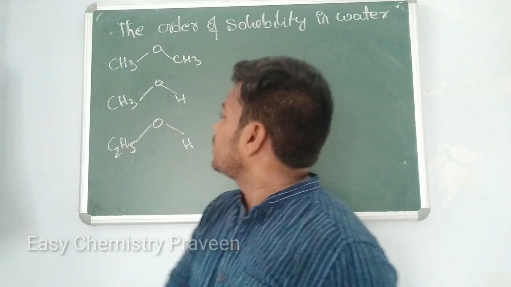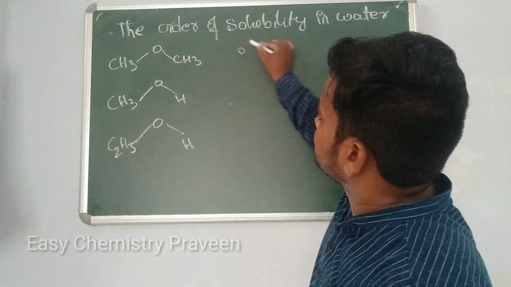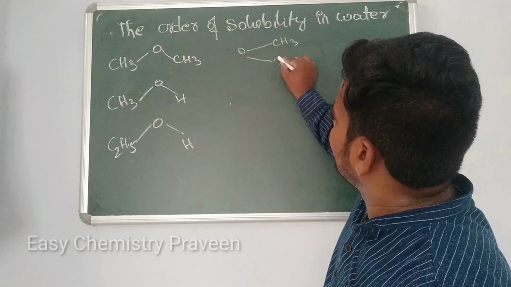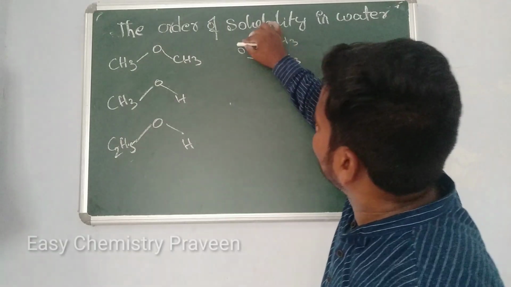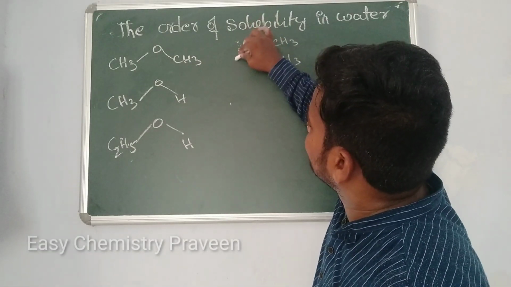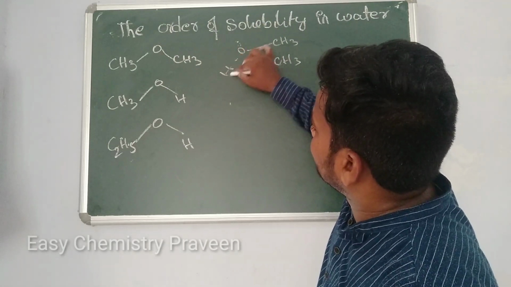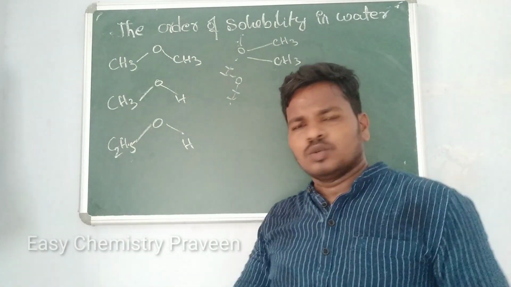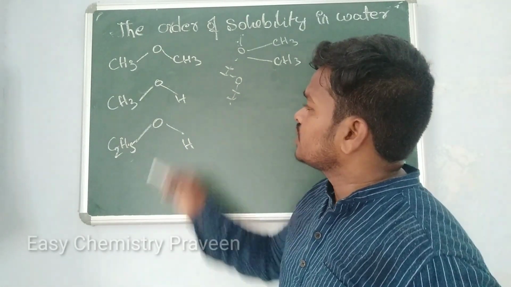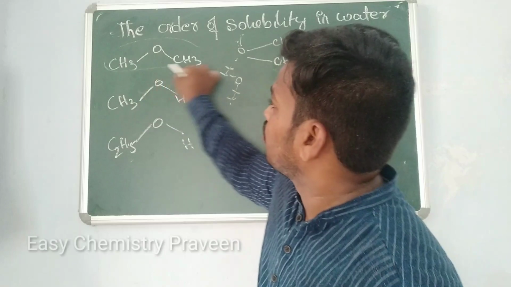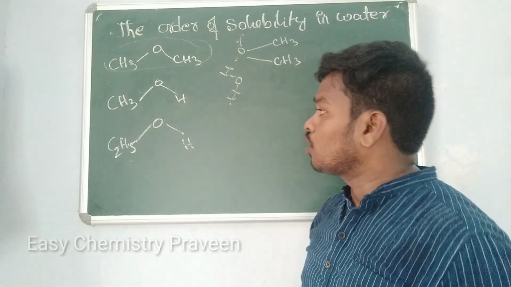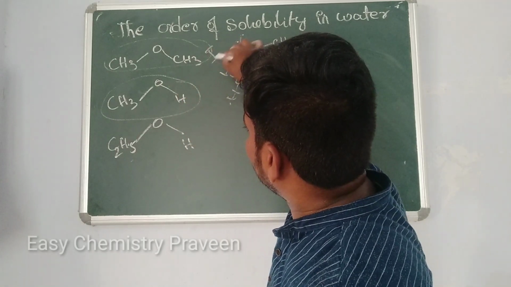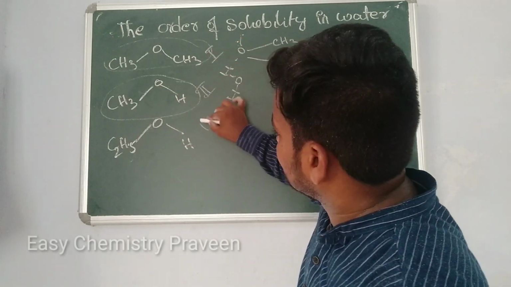Now you can see the first compound is an ether. Whenever it dissolves in water, it will form hydrogen bonds with the more electronegative atom. Leaving that aside, we have to identify the more bulky group. Here you can see this is the more bulky group and this is the less bulky group. So this is the first one, this is the second one, this is the third one.